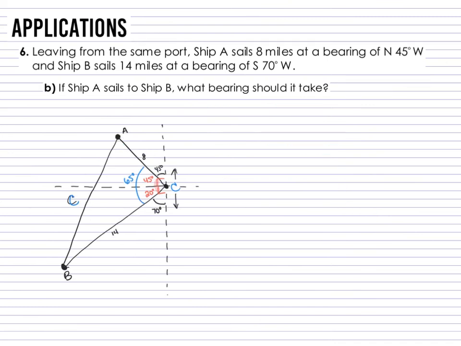All right, last problem. This question is saying it's the same situation we had in the last one. This is just part B. So now it's asking, instead of how far apart the two ships are, if ship A were to sail to ship B, what bearing would it take? Now remember, bearing is if we were to draw a vertical line, we're relating north and south to east and west. So we know that B is south of A. So we know we're going south, right?